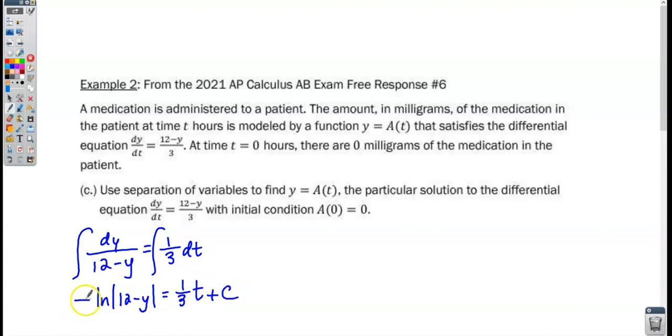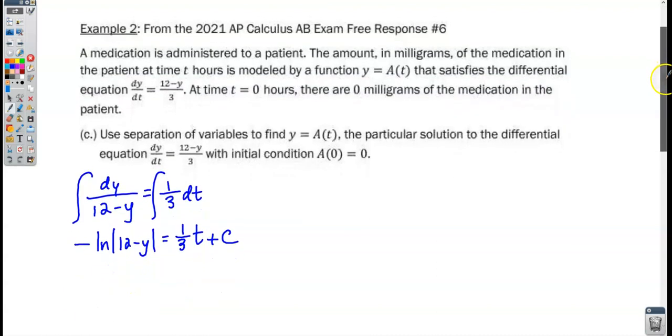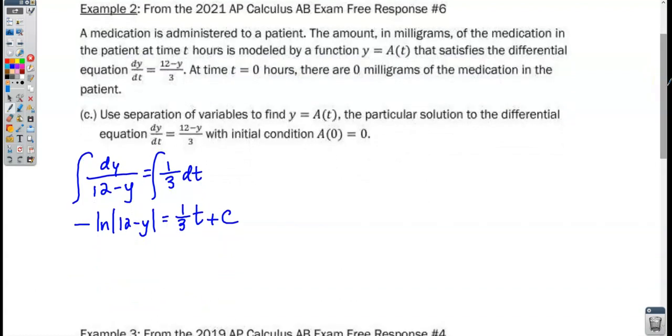If you're unsure why this is a negative, do this using substitution. Substitute u equals 12 minus y and see what happens when you take your du. Now I'm going to multiply both sides by the negative to get rid of that negative sign.